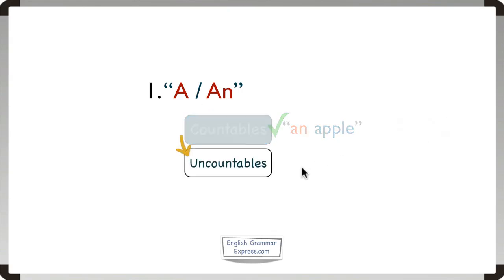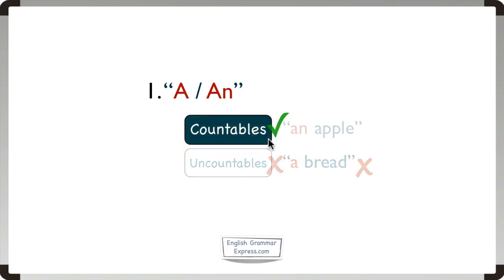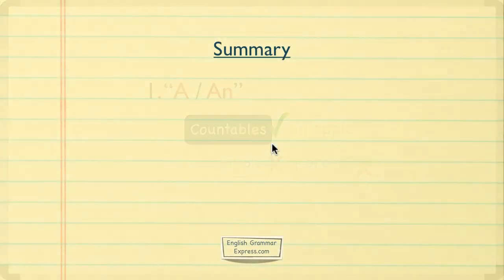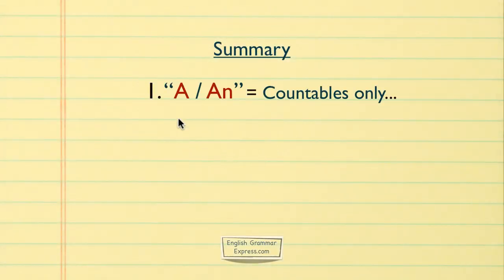Next question, can we use an with uncountables? For example, can we say a bread? And the answer is no, we can't. Just like we saw in the last lesson, we can't use an with uncountables, only countables. So let's summarize what we have so far. An is for countables only, singular only, and the example is an apple.